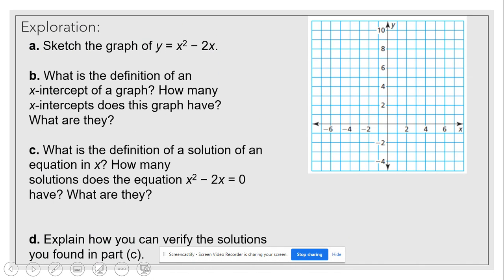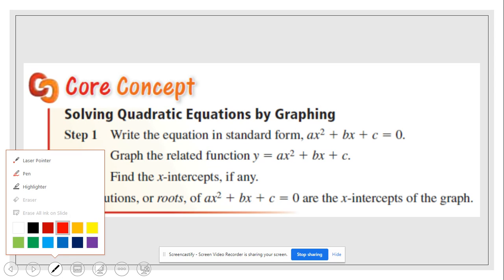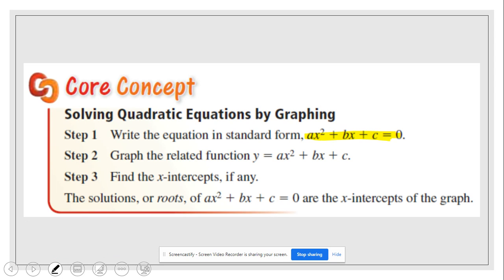We're going to skip through the exploration. Core concept here: when you are solving by graphing, you want to get that quadratic function equal to 0. Once you've gotten it equal to 0, we're going to graph the related function as if it was y equals. What we're looking for is the x-intercepts. Those x-intercepts could also be called the solutions or the roots or the zeros of the function. Those x-intercepts are our solutions.